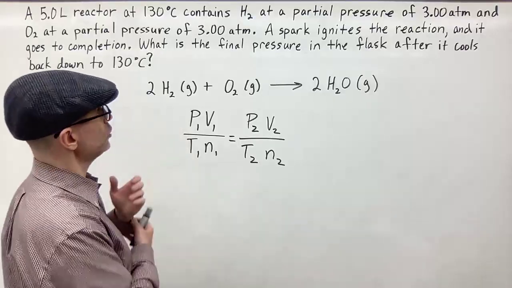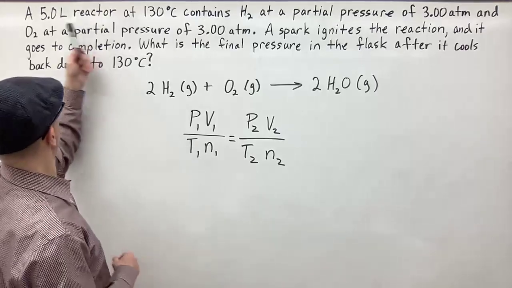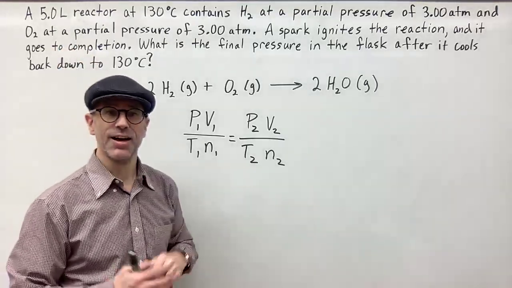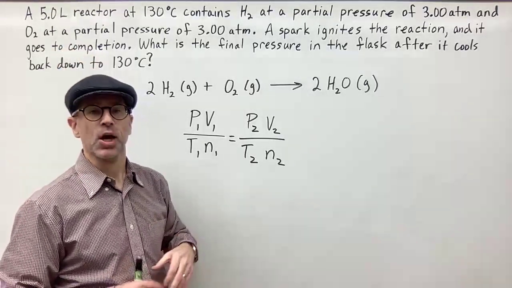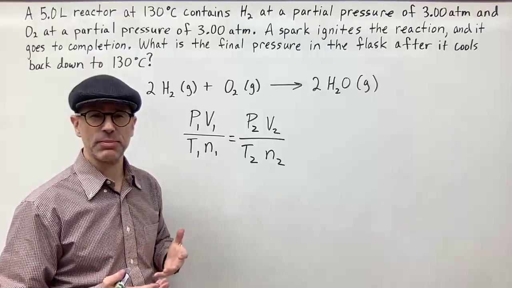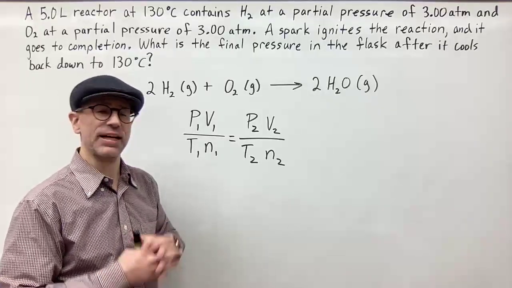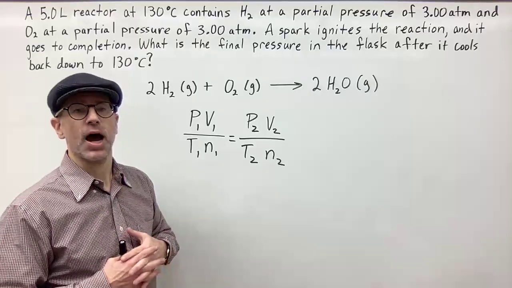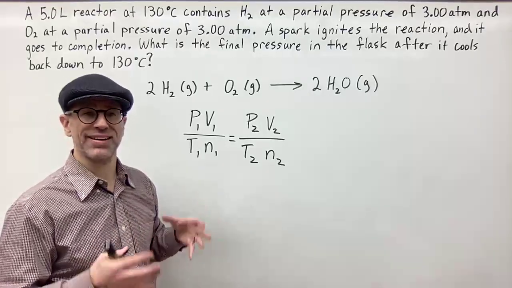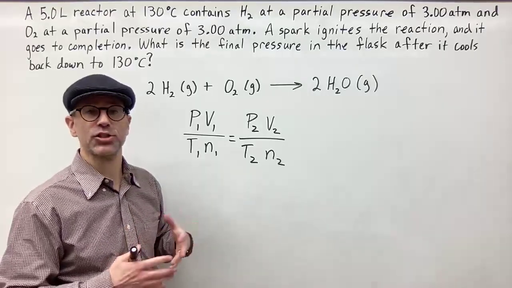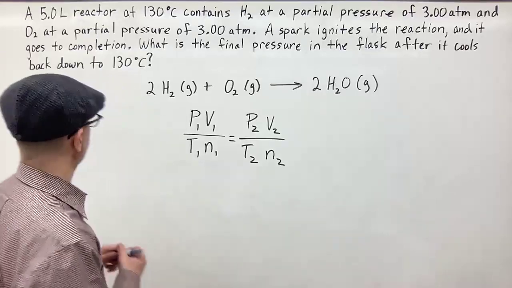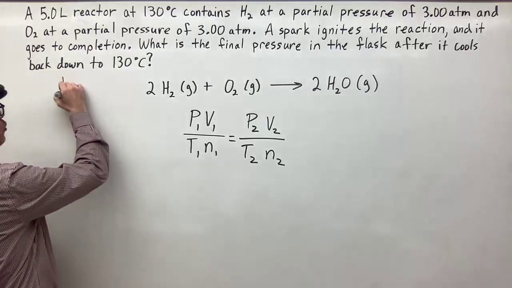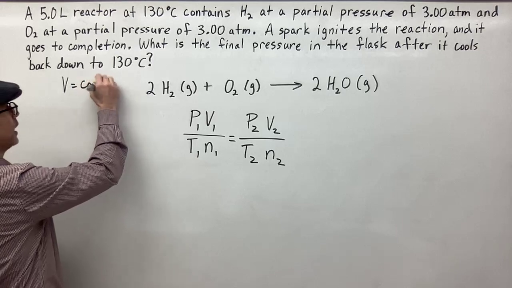So we're told that the reactor vessel is 5.0 liters. We're not given any other information about the vessel, and we're not told that it's a flexible container. So here we can assume that the vessel is not going to change volume. So volume is constant.